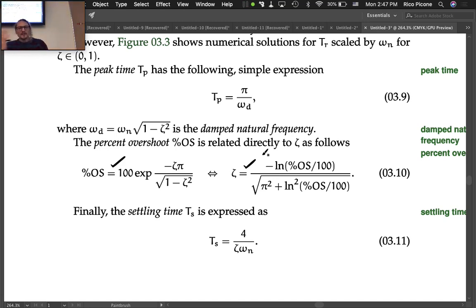So this is our zeta percent overshoot relationship. Finally, the settling time is just 4 divided by zeta omega n, which is a nice, easy relationship as well, and allows us to set performance criteria accordingly. So we can translate between the transient response performance and the second order characteristic parameters like zeta and omega n.